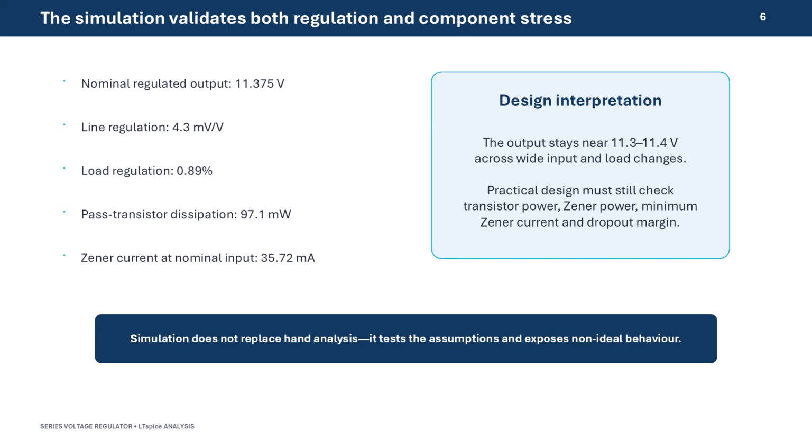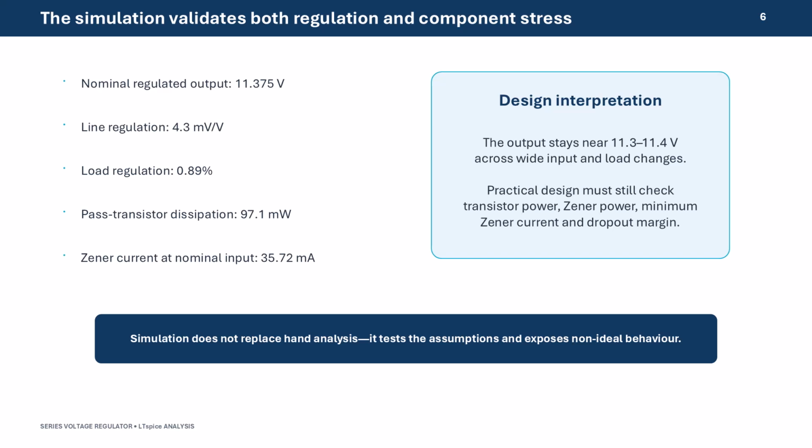At the nominal operating point, the output is 11.375 volts. Line regulation is about 4.3 millivolts per volt and load regulation is 0.89% across a very wide load range. The pass transistor dissipates approximately 97 milliwatts, while the Zener current is about 35.7 milliamperes.